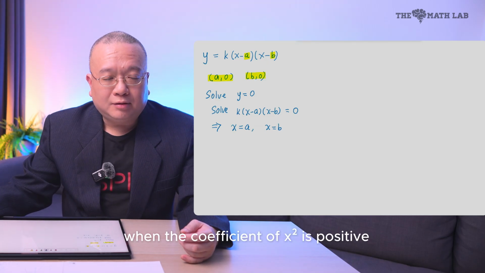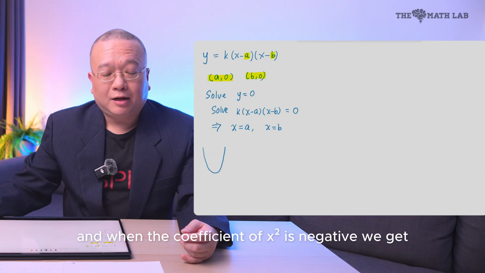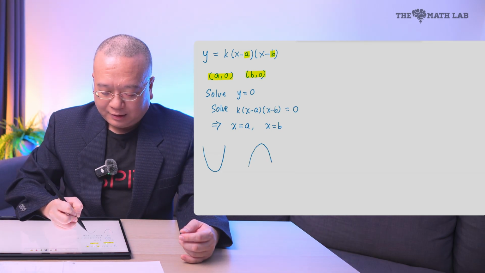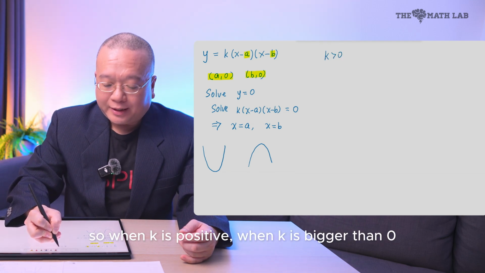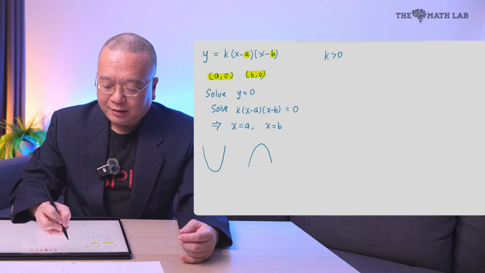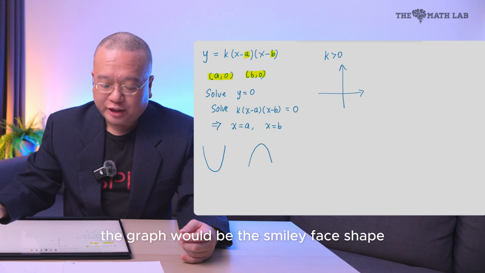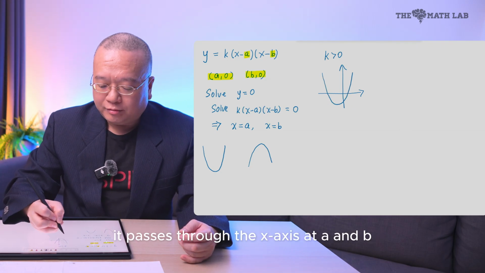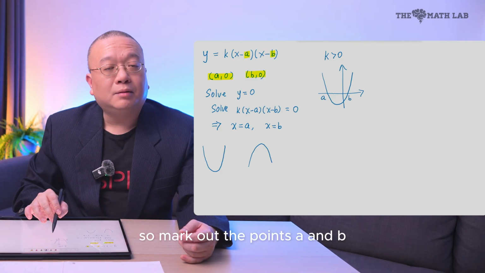When the coefficient of x squared is positive, we know that we get a smiley face, right? And when the coefficient of x squared is negative, we get the sad face. All right. So when k is positive, when k is bigger than 0, the graph would be the smiley face shape. It would be something like this. Okay? It passes through the x-axis at A and B. Okay? So mark out the points A and B.